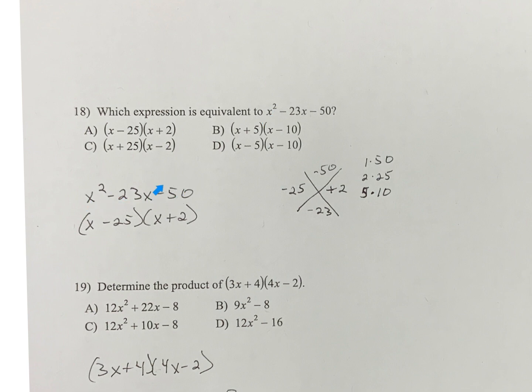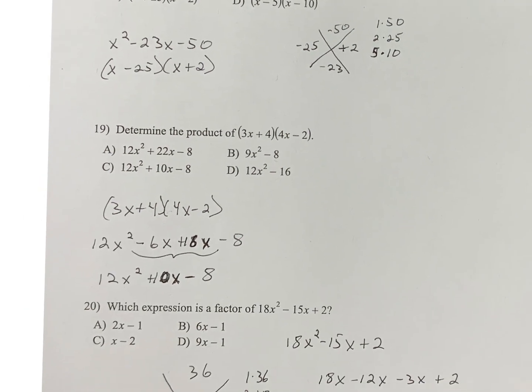You're finding the factors of negative 50 that equal negative 23. I wrote the factors down. Remember, you can use your calculator if you need to, but we can use 25 times 2. And if we wanted to equal negative 23, we do the negative 25 plus 2. So our factors, x minus 25, x plus 2, that is your answer. And that answer looks like it is answer A.